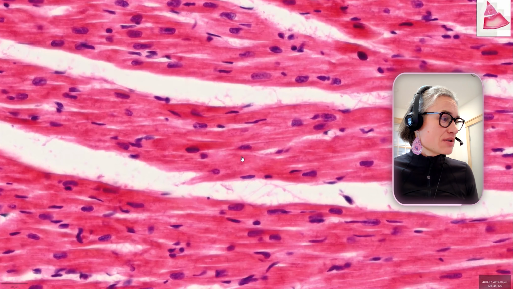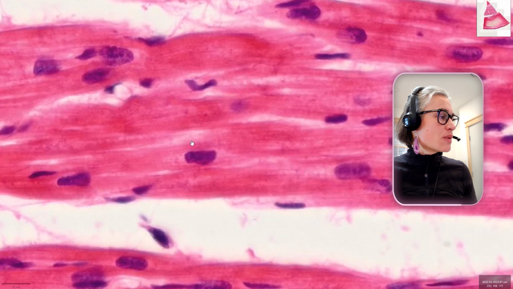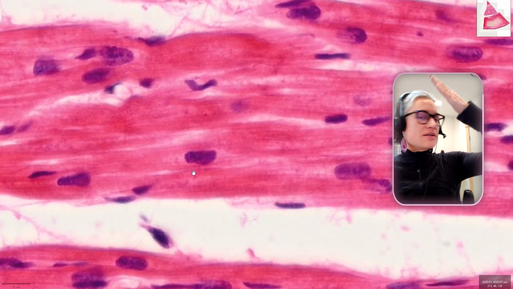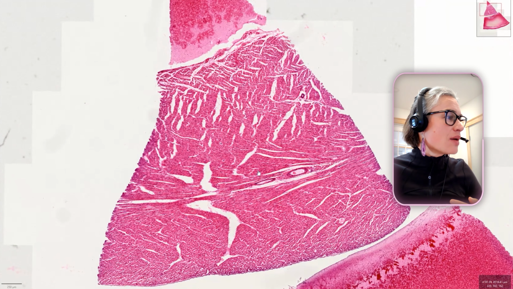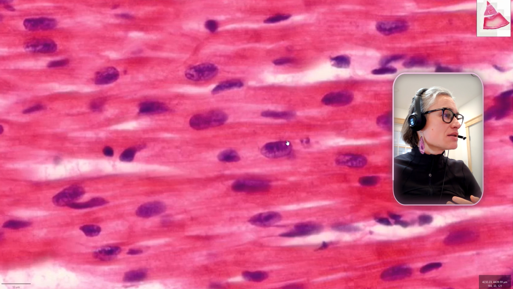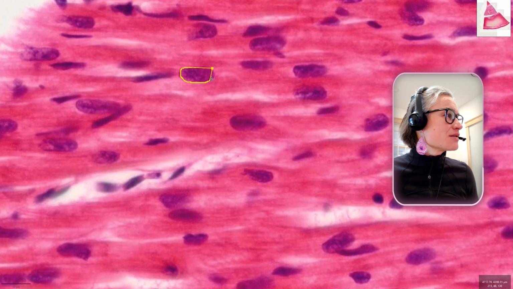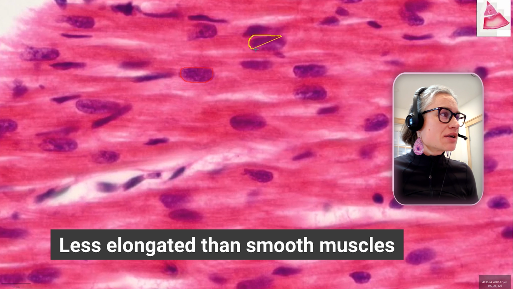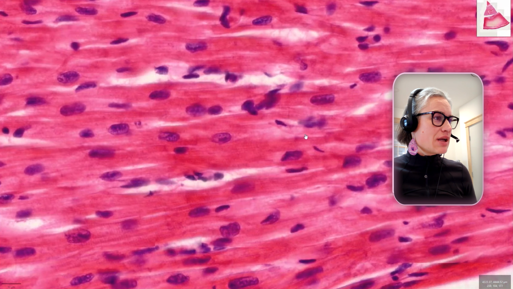Let's do the nuclei first, because you can see that they are in the middle, because here is one end of the fiber. This is a longitudinal section, not a cross section, and we may have a cross section as well somewhere, but let's start with the longitudinal section. And the nuclei are nicely visible. They are in the center of this fiber, and you're going to appreciate it more when we talk about striated muscle in the next video. So here, the nuclei are also elongated, but they're less elongated than in smooth muscle. So you get the point. These are the nuclei. They're nicely visible.